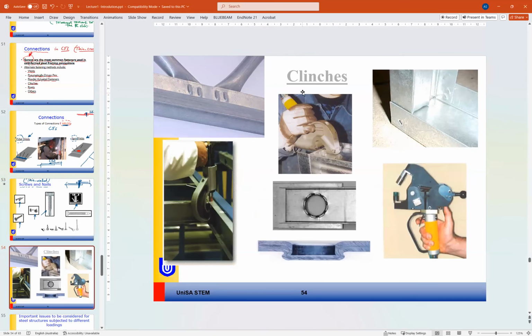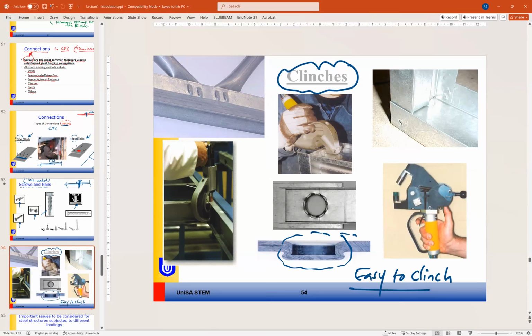So clinches as well are one of the connection types for cold formed steel. It is like making a connection without a bolt. Using this tool here, they are clinching the two blades or the two elements together using this material. Because it is easy to clinch together, that's why clinching is an option in cold formed steel sections.